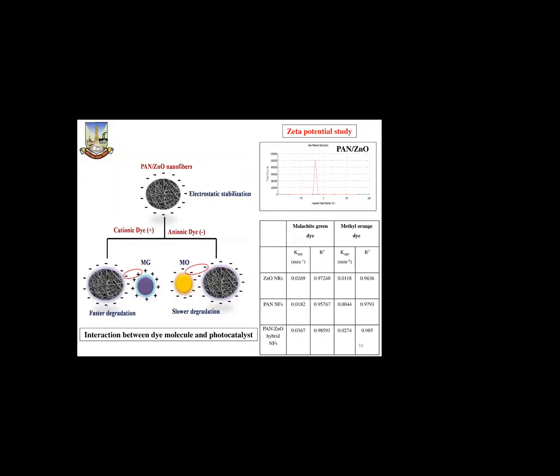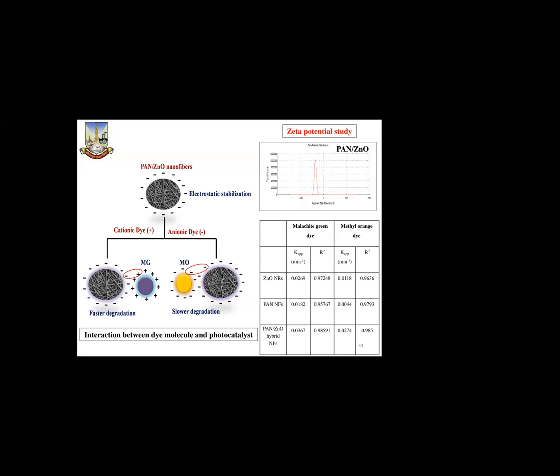We have done the zeta potential. If we look at this, PAN zinc oxide nanofiber is surrounded by negative charges over the surface. Electrostatic stabilization is there. Malachite green is a cationic dye. Because of the negative and positive charges, malachite green shows faster degradation as compared to methyl orange, as methyl orange has negative charges and the surface of the PAN zinc oxide nanofiber also has negative charges. So the degradation rate is slower as compared to malachite green, due to the interaction between the dye molecule and the photocatalyst.